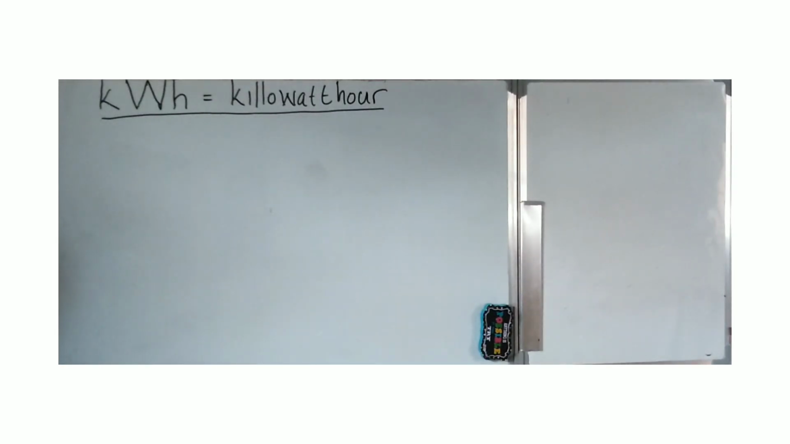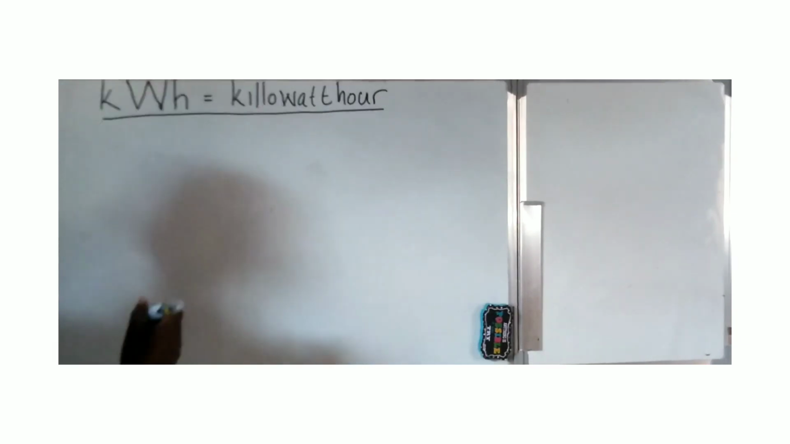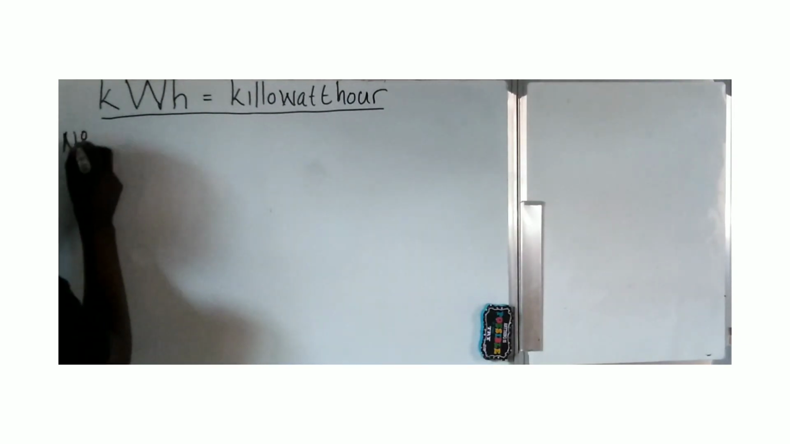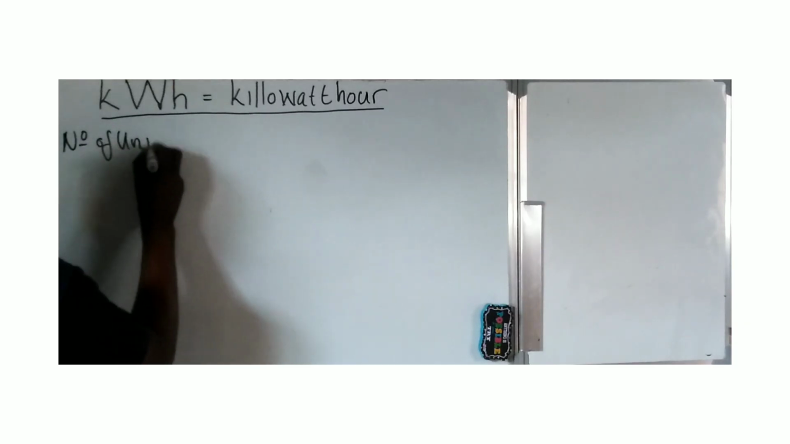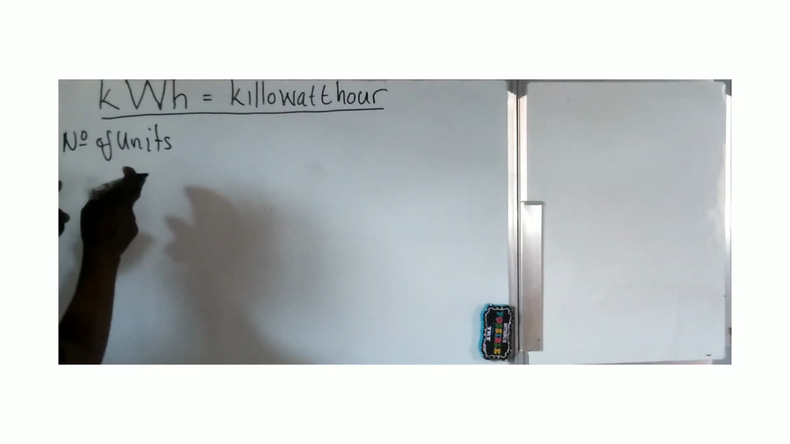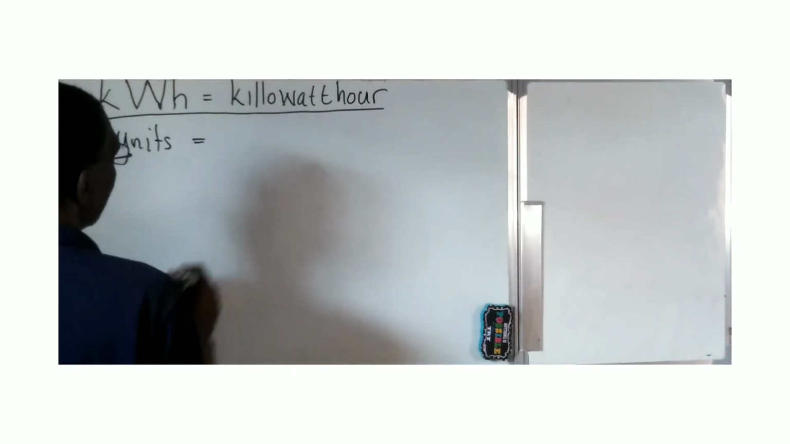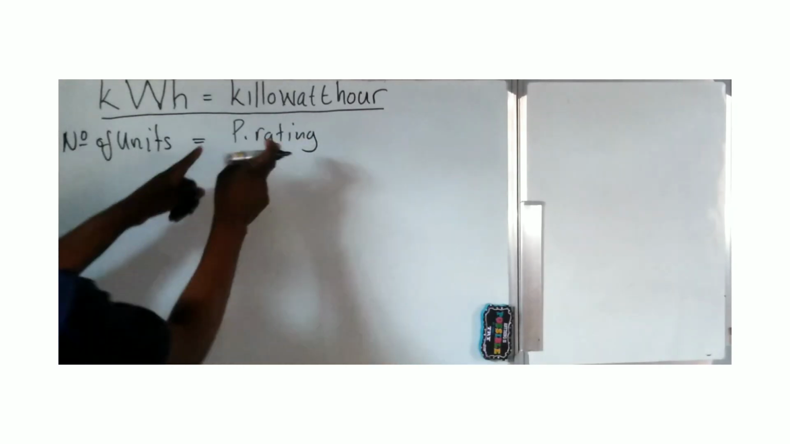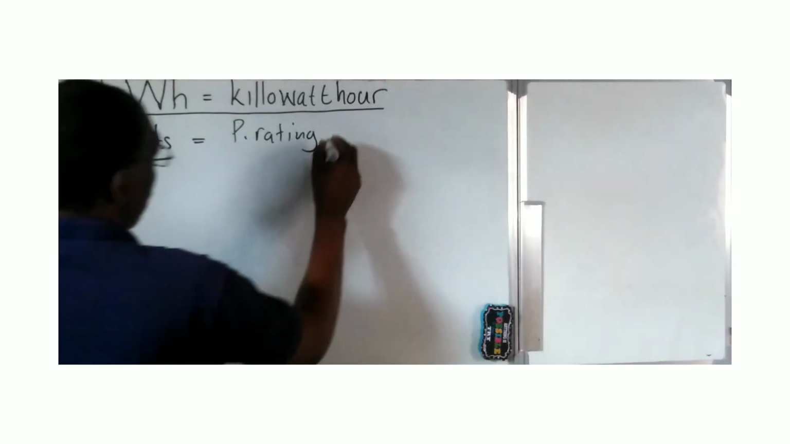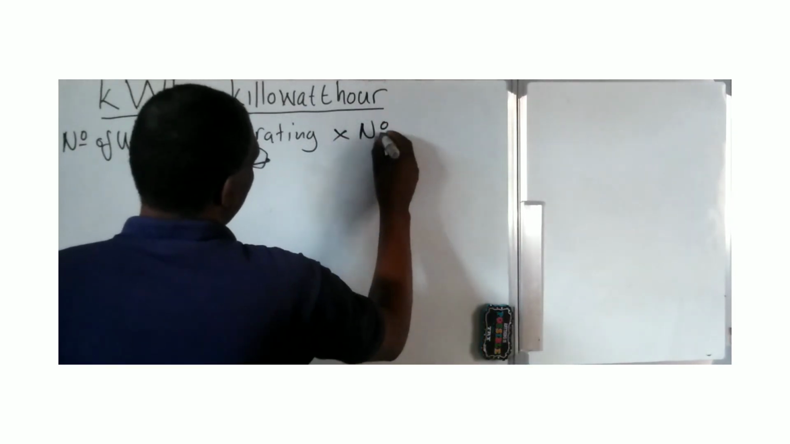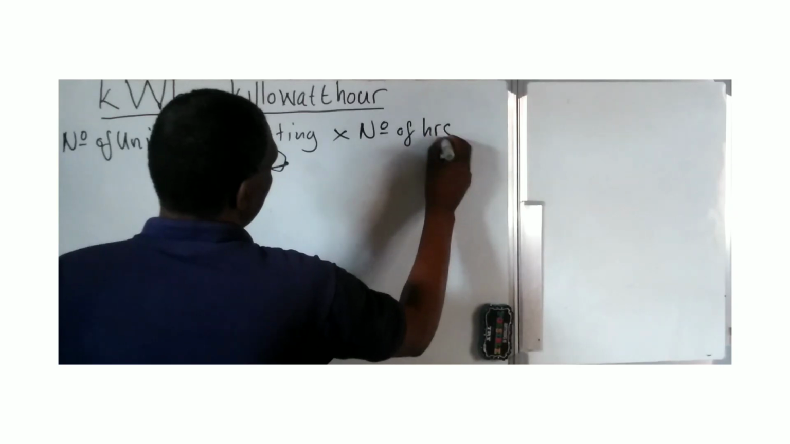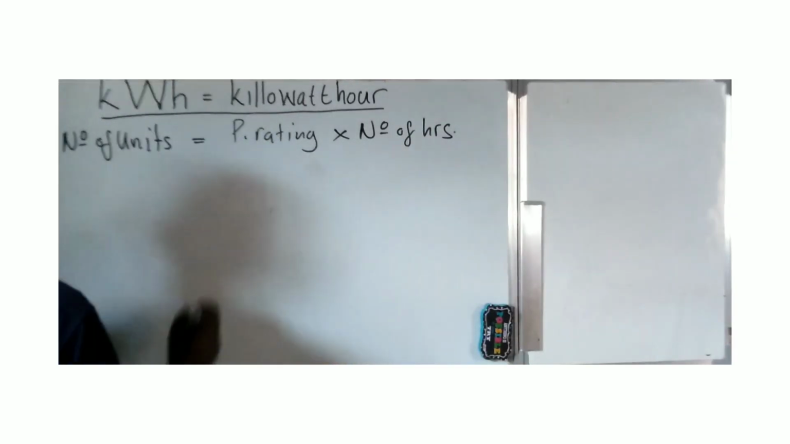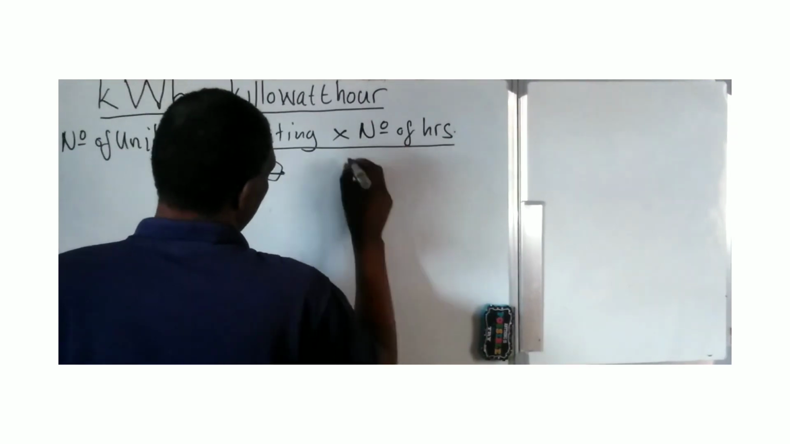That appliance could be a fridge, it could be a stove, it could be a television, it could be an electric kettle. Well, I've got a little formula here. The number of units the appliance is going to consume is equal to the power rating of that particular appliance multiplied by the number of hours it remains switched on, all this divided by 1,000.